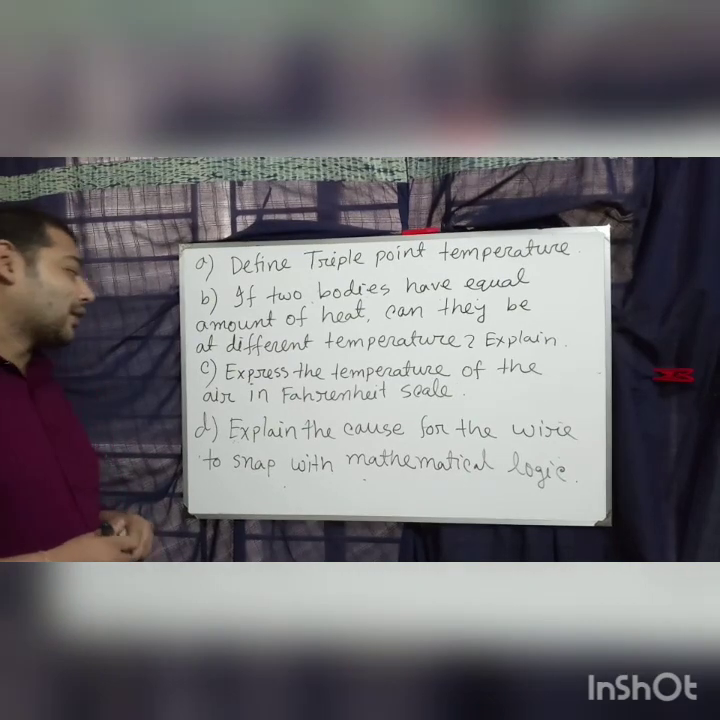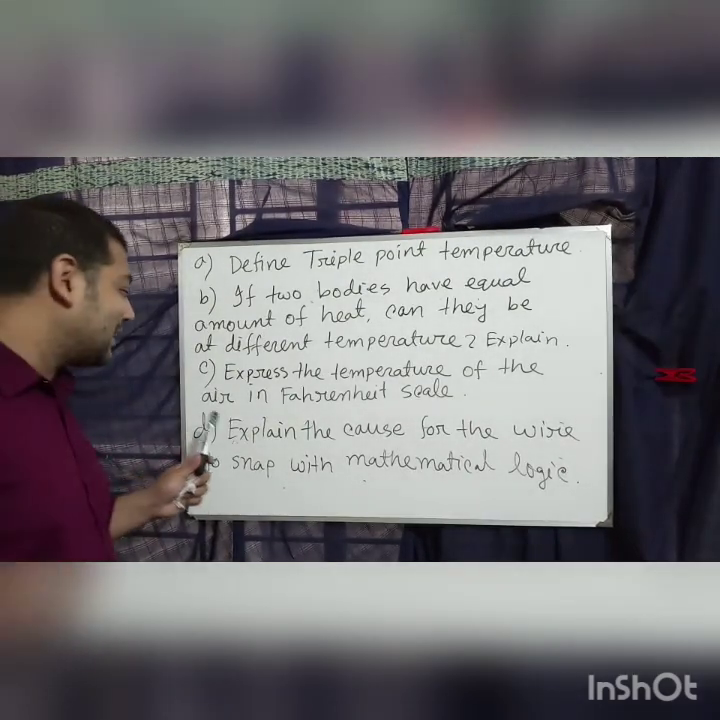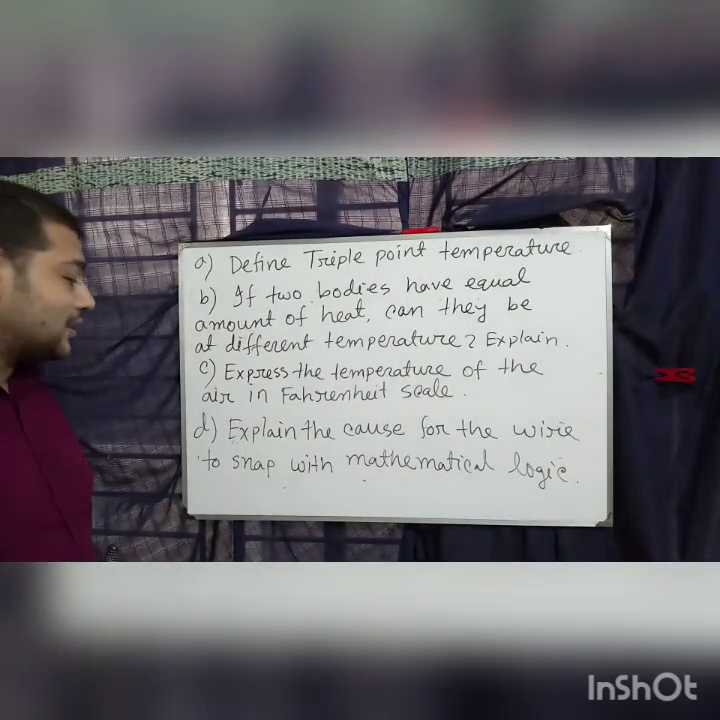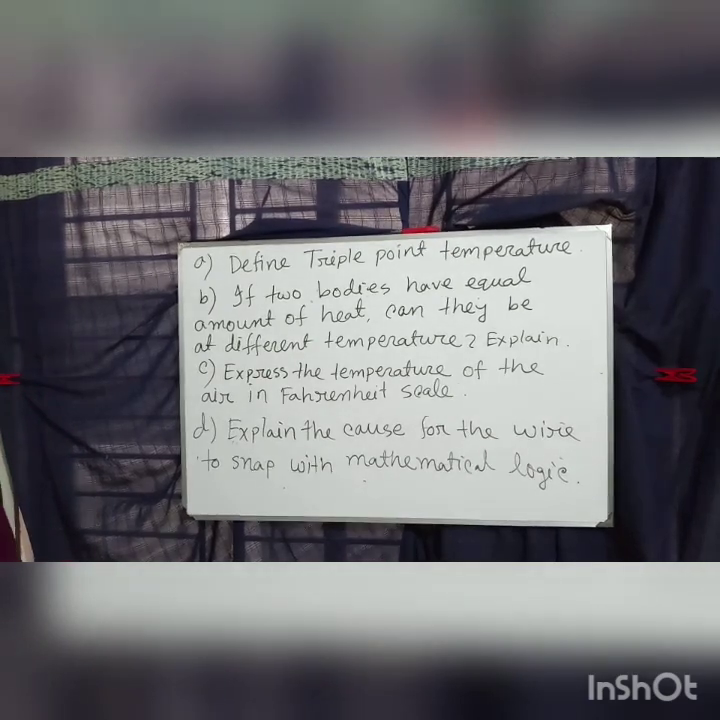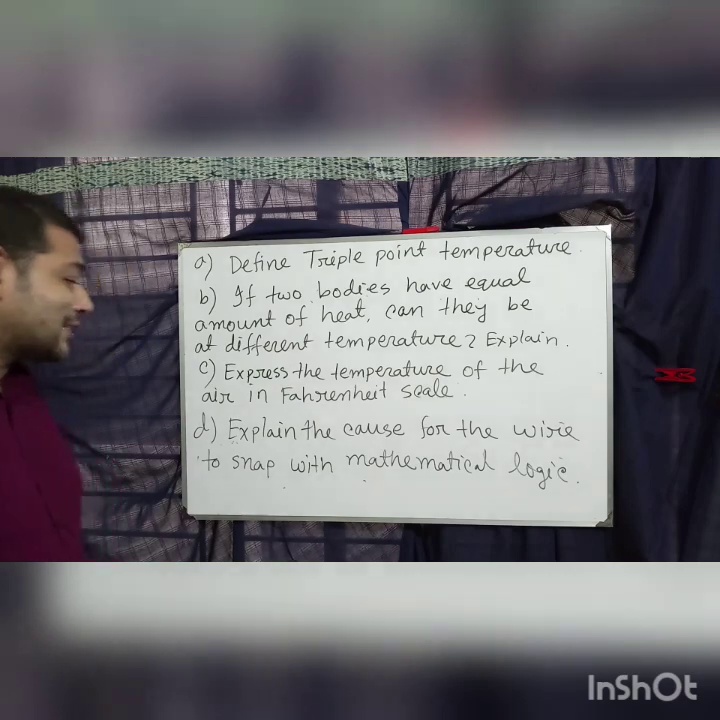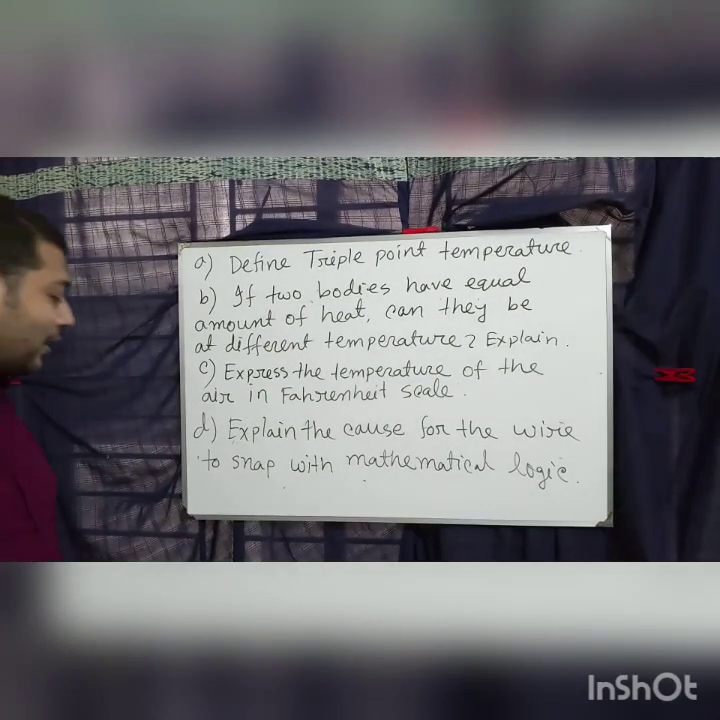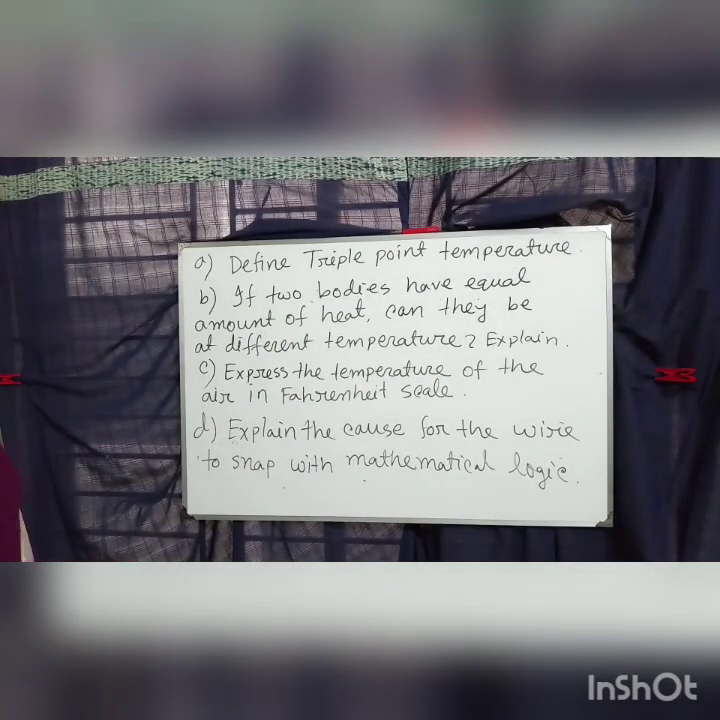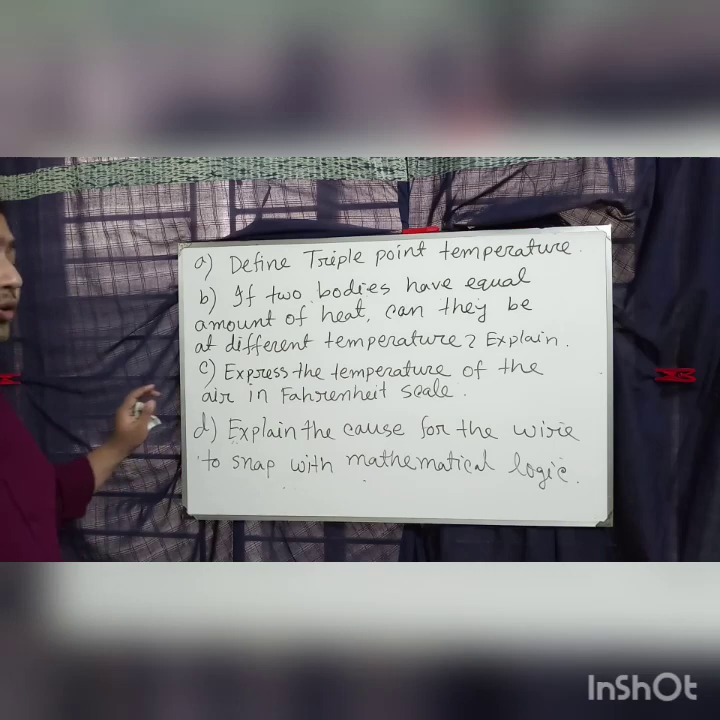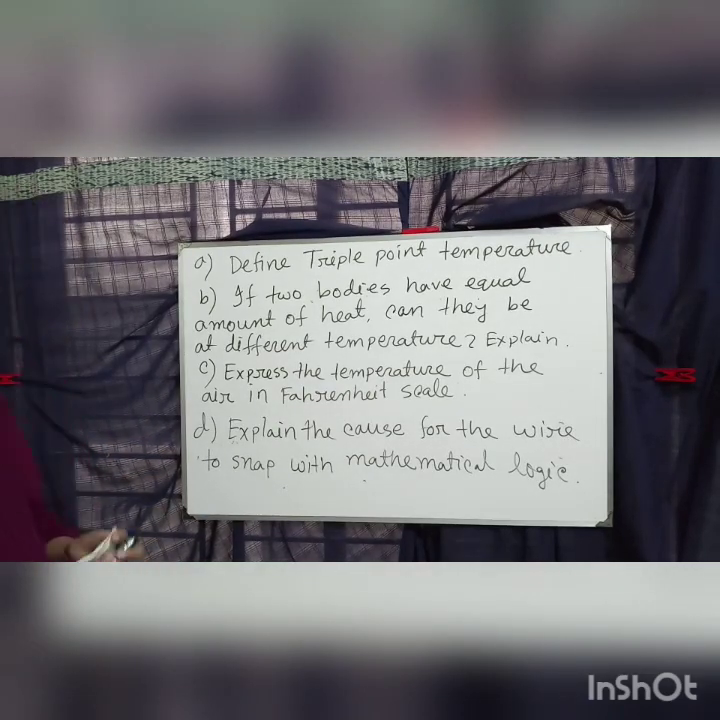Then question C says, express the temperature of the air in Fahrenheit scale. And question D is, explain the cause for the wire to snap with mathematical logic. Now we will calculate question C and question D.